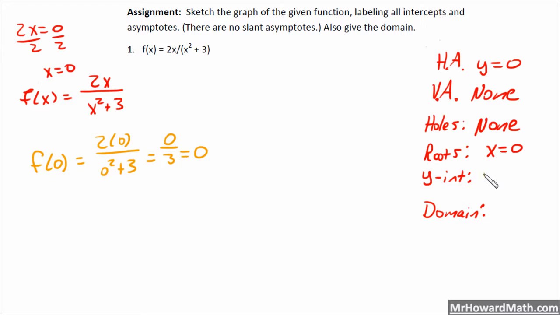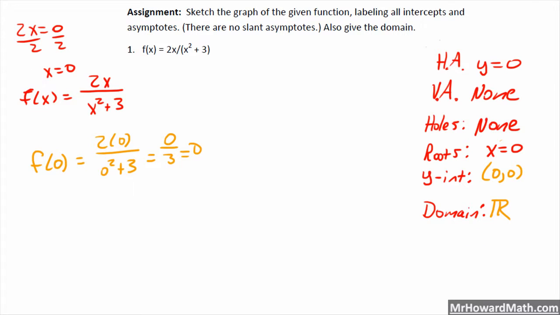Whoops. Y equals 0 there. Actually, let me put it as an ordered pair. That would be better. So (0, 0) there. For the y-intercept, we pretty much knew that when we had a root at x equals 0. So the domain is x cannot equal anything where we have a vertical asymptote or hole. We don't have any vertical asymptotes or holes in the graph, so all real numbers on the domain.